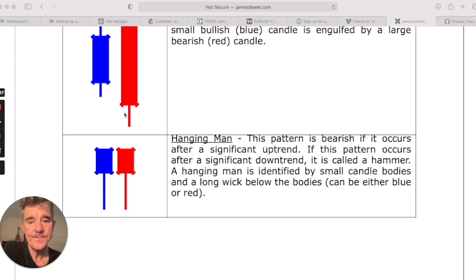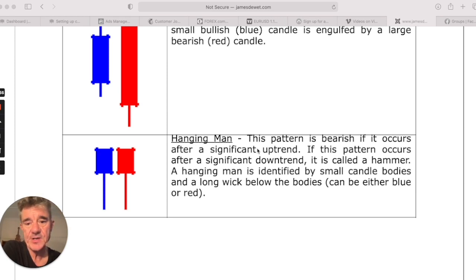Hanging man. This is fantastic, and you can see this at the bottom of downtrends and the top of uptrends. But basically it looks like two hammers next to each other, and you can see they're, in this case, identical. They don't need to be absolutely identical. But this pattern is bearish if it occurs after a significant uptrend.